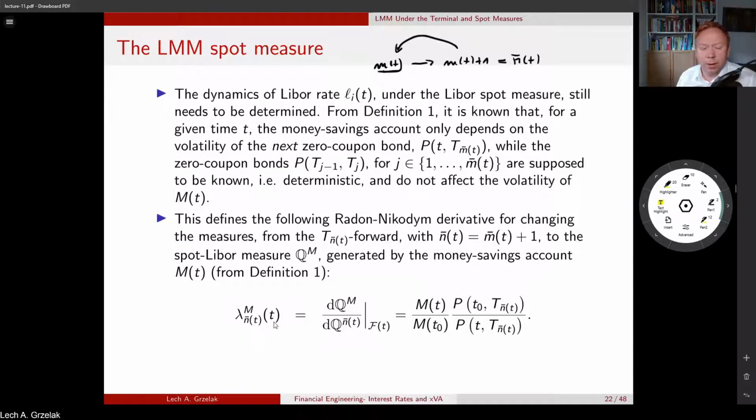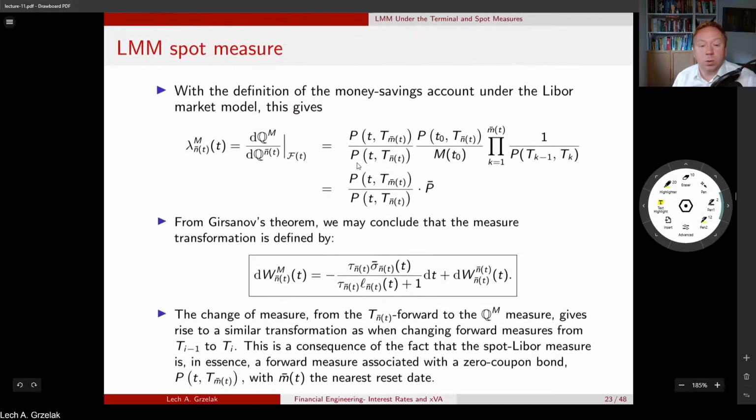And of course, now again we have to find the dynamics for lambda. And then we have this function psi here, and then we have lambda dW. And this psi will determine the measure transformation, the link between Brownian motions under T n. Actually, this will be n bar and m. This is the relation, and this is what we are doing here.